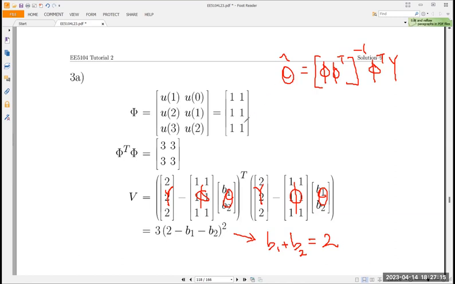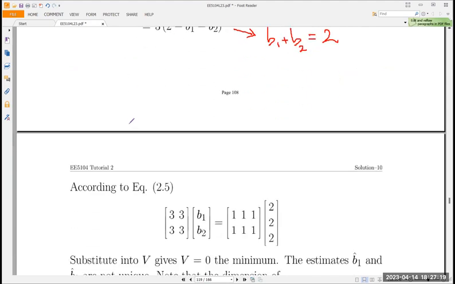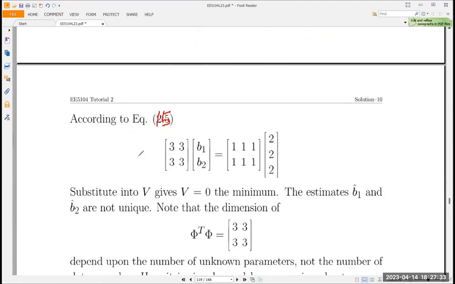Now you can see, so that means what? V, you see, this was the equation. I think this is 15. I got a typo error here. This equation is obtained when you do dV d theta equals to 0.